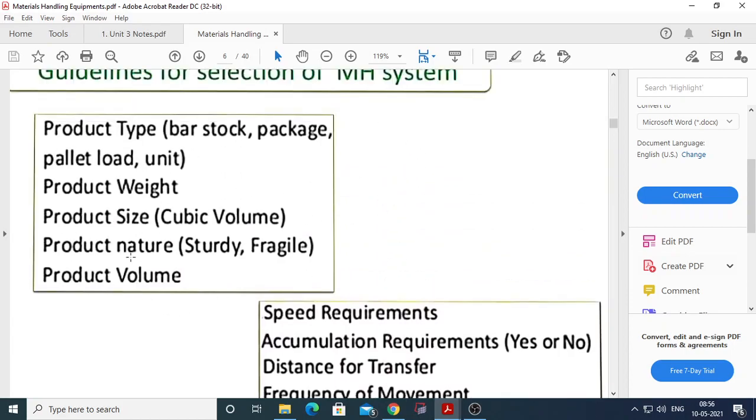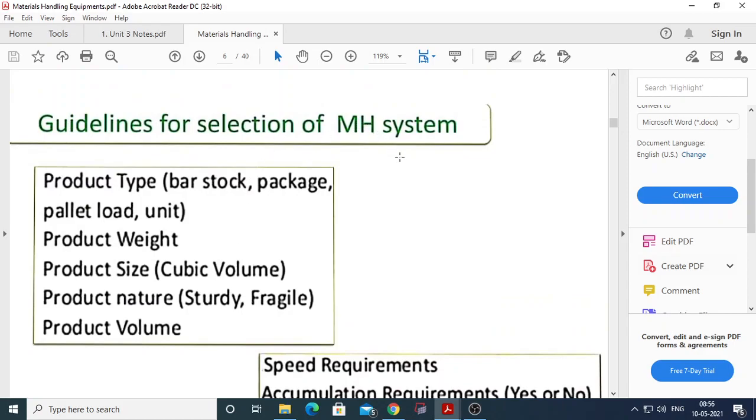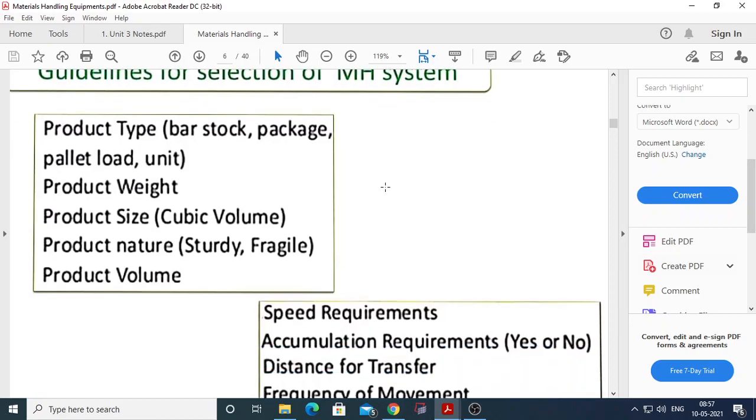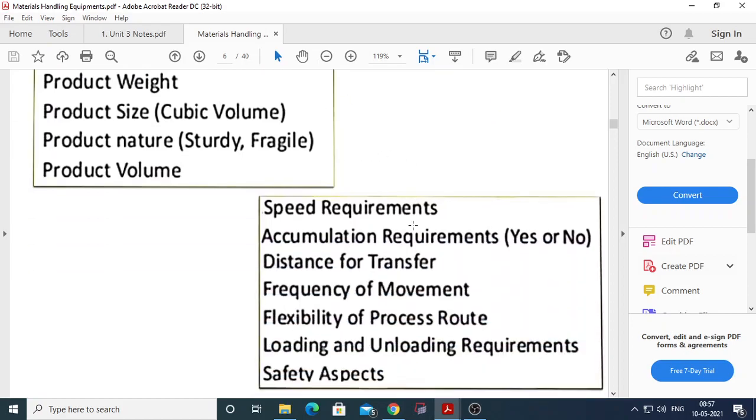Some points are given for the guidelines for the selection of material handling, or we can say the principles in selecting the material handling system. When you are using material handling equipment, it is manufactured in a large variety of designs. There are different types of material handling systems that can be used for the same operation. So we consider different factors, or guidelines, for the selection of a material handling system.